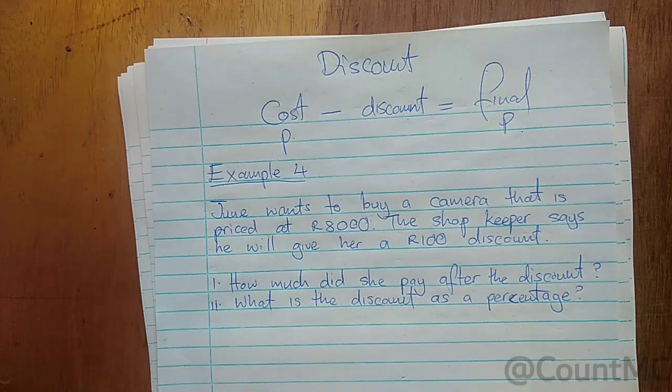So a discount is like when you go to the shop, you want to buy something, let's say it costs 10,000 rands, then you bargain with the person who's selling and you get it for a lesser amount. We say you got a discount.